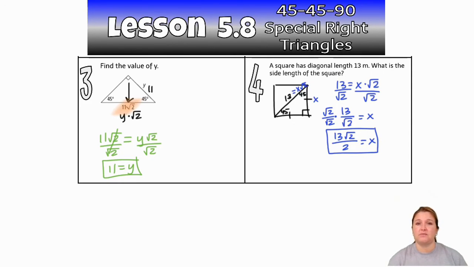So just overall, remember that for 45, 45, 90 triangles, the side lengths have to be the same measure. We label that as x. And then we know that the hypotenuse is going to be x times the square root of 2, or the leg length times the square root of 2. And so you can solve it backwards and forwards. You can find the leg length given the hypotenuse, and you can find the hypotenuse given the leg length using that. So now it's your turn to practice with your skill check.